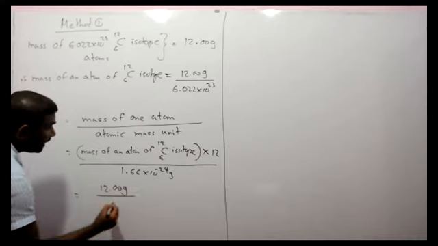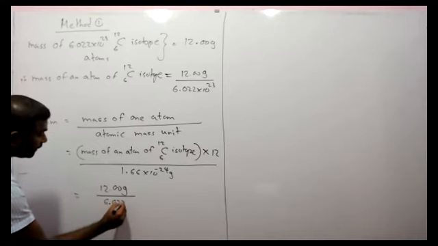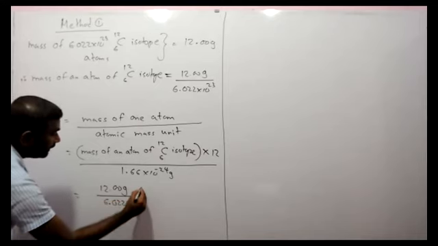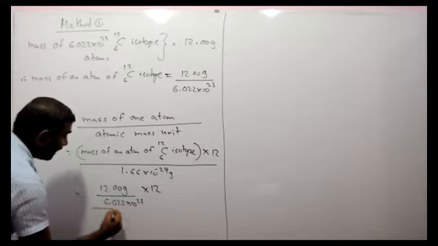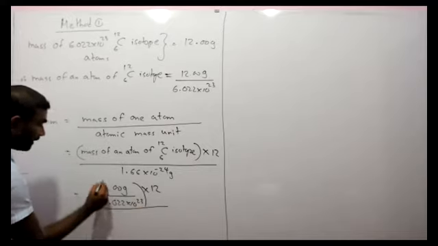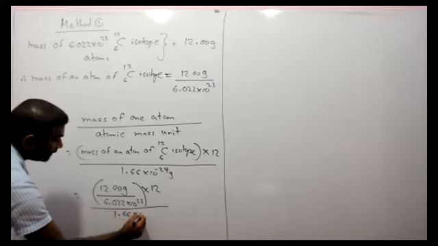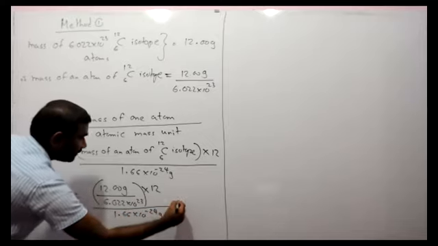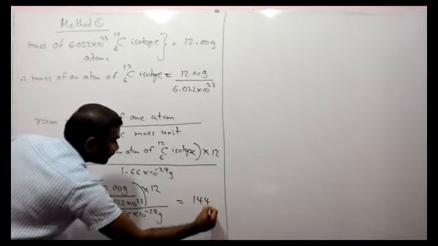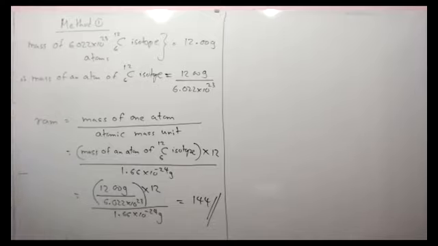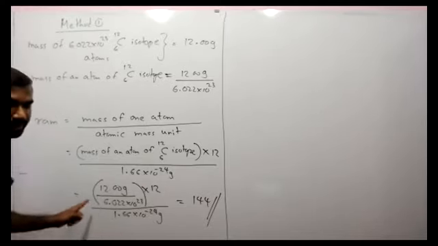12.00 grams divided by 6.022 × 10^23, multiplied by 12, divided by 1.66 × 10^-24 grams. If you simplify this, the final answer will be 12. If you simplify this large part, the final answer will be 12.